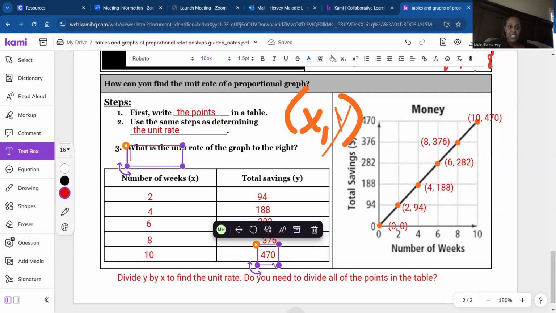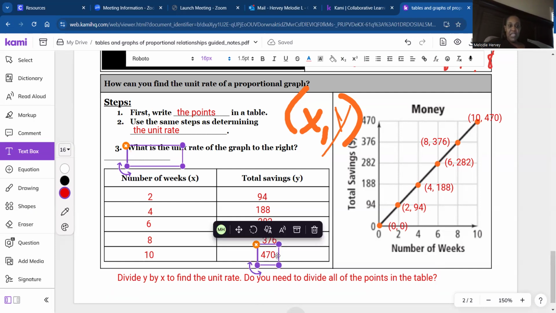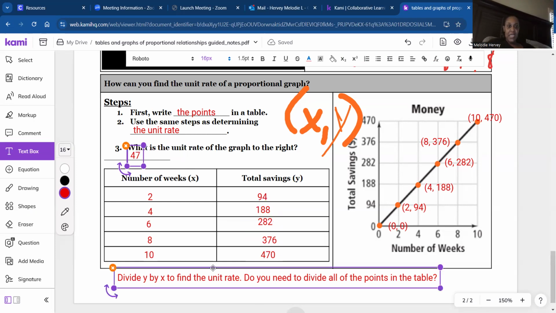because it is a multiple or factor of 10. It makes life easier. So all I got to do is shift this decimal over once, and the unit rate would be 47, or 94 divided by 2 is 47. So if I divide any one of these, y divided by x, I will get 47.